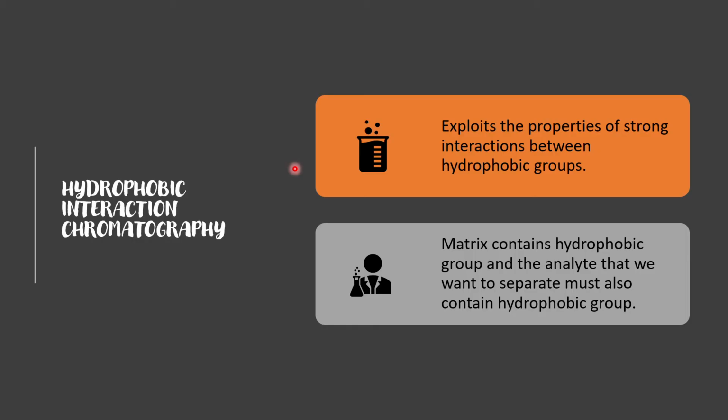The hydrophobic interaction chromatography, or HIC, exploits the property of strong interaction between hydrophobic groups. The matrix that we use in the HIC column contains hydrophobic groups, and the analyte that we want to separate also contains hydrophobic groups. So how are we going to elute our biomolecule, or separate it from the rest of the molecules?